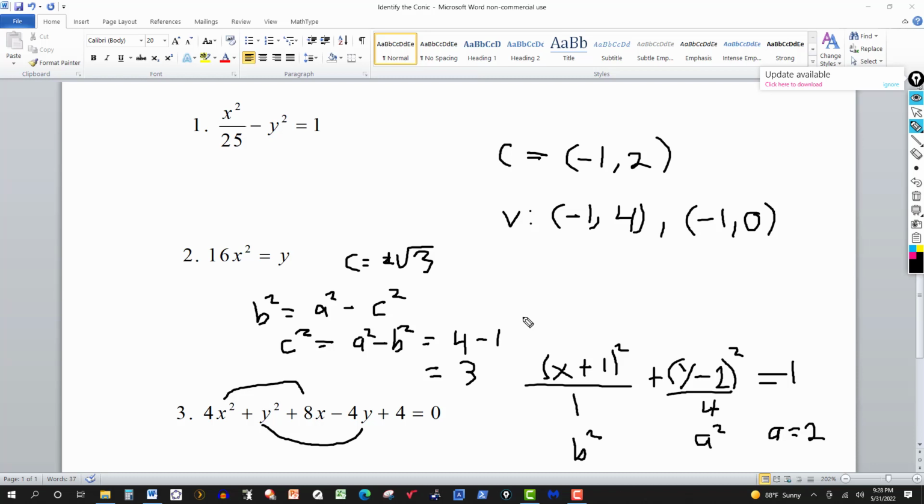Those are the vertices. For the foci, again, we're going to add the value of c to the y value, which is 2. So this one I'm just going to write foci at -1, and then we do plus or minus square root of 3.